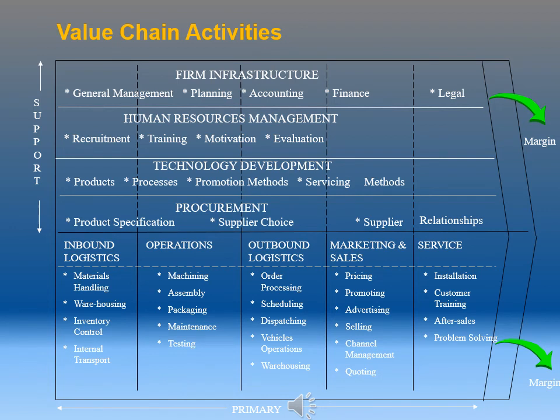Now this diagram perhaps explains better what is classified as, for example, firm infrastructure activity, human resource activity, technology development activity, and procurement activities. And then when we come to the primary activities like inbound logistics, operations, outbound logistics, sales and marketing, and services, you can see all these activities are in general adding up and then looking into the margin.